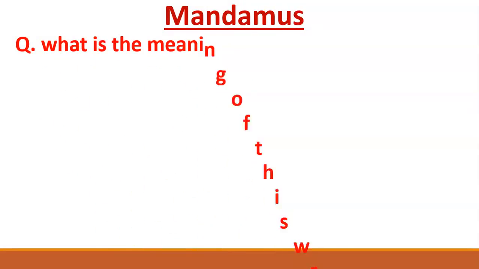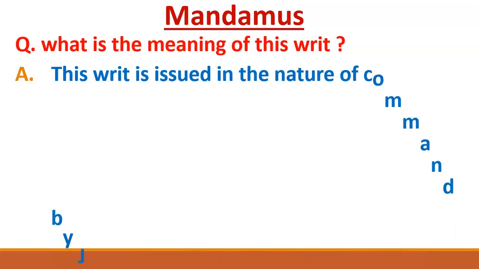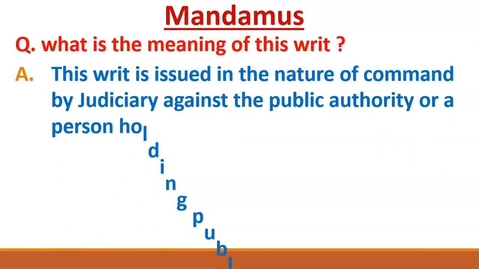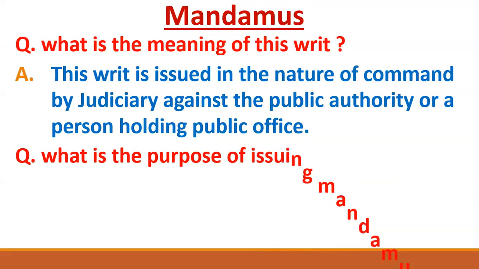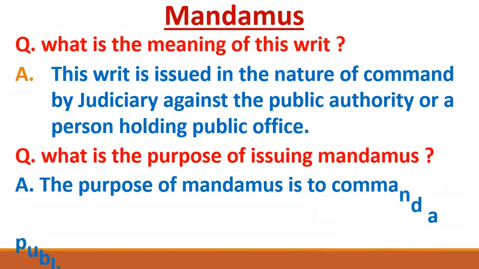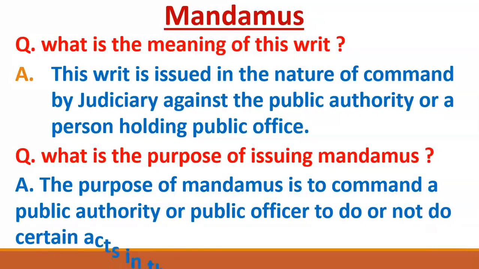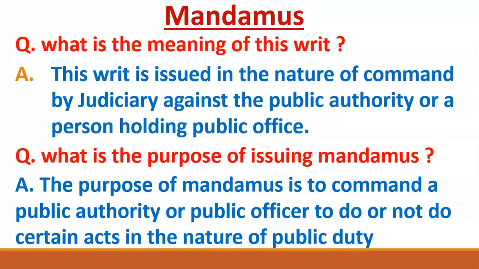So friends, now let's move to another writ. Then comes Mandamus. Now the question arises, what is the meaning of Mandamus? What is the meaning of this writ? So friends, this writ is issued in the nature of command by the judiciary against a public authority or a person holding public office. The literal meaning of Mandamus is that we give the command. So Mandamus means command.